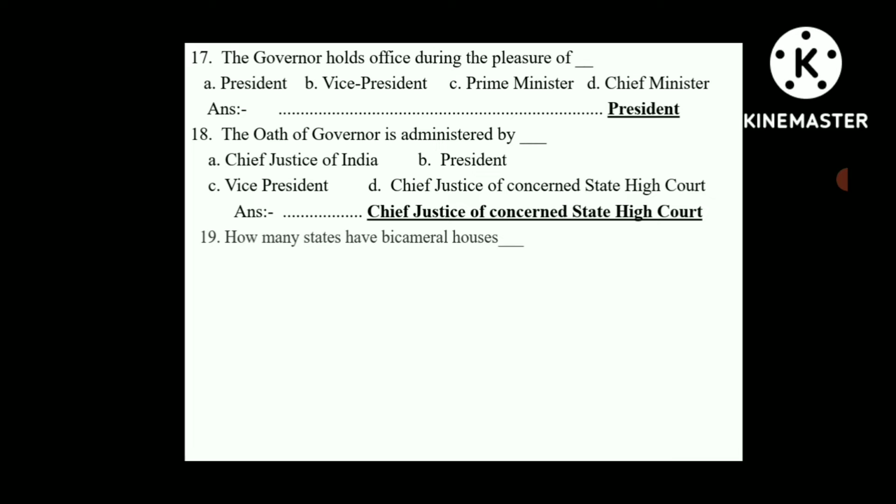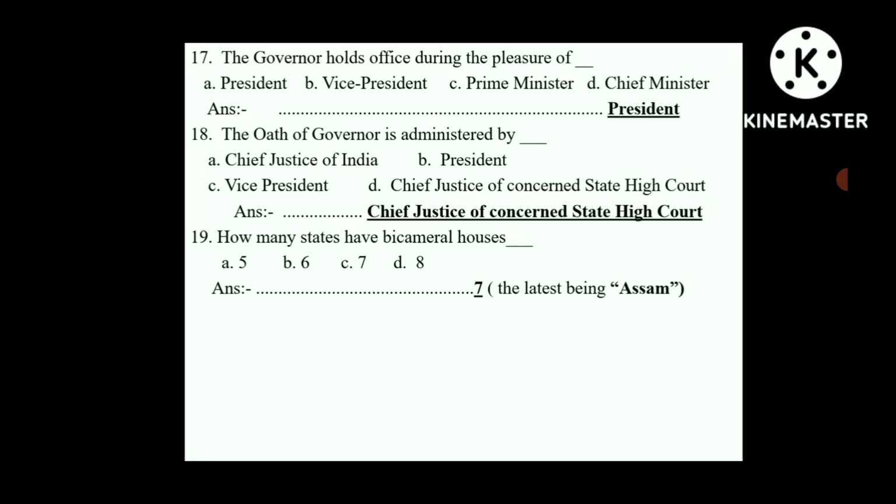Now, how many states have bicameral houses? We know Parliament has Lok Sabha and Rajya Sabha, but in state legislature also there is a legislative council and a legislative assembly. So, how many states have bicameral houses? There are 7. The latest being which state? It is Assam. So, the total number of bicameral houses is now 7.